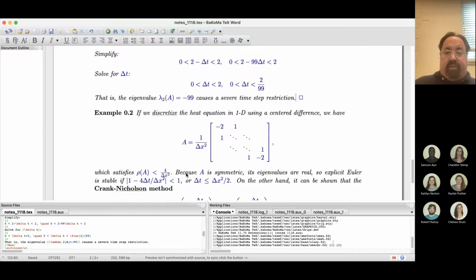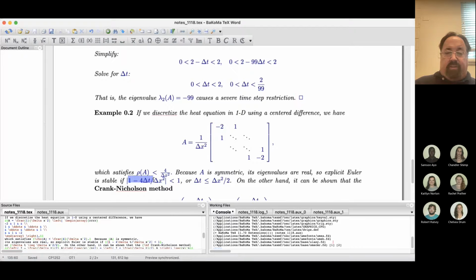We have real eigenvalues because A is symmetric, and from the eigenvalue 4 over delta x squared, we fill that in here. This comes from a matrix M, identity plus A delta t. We work through the same kind of inequality like I was doing up here. Then this is the stability condition you get: delta t must be bounded above by delta x squared over 2.